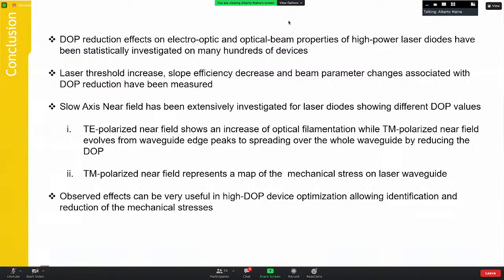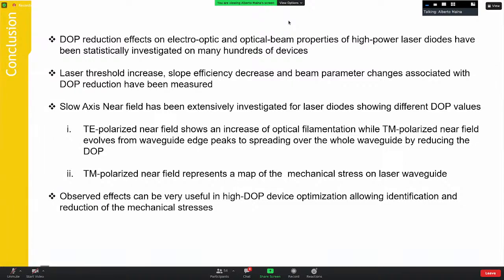In conclusion, the DOP reduction effects on electro-optical properties and on beam quality were statistically investigated on many devices. We show how the laser threshold current increases, while the slope efficiency decreases. Slow axis near field has been extensively investigated. We show that to guarantee a regular profile, the stress has to be reduced.